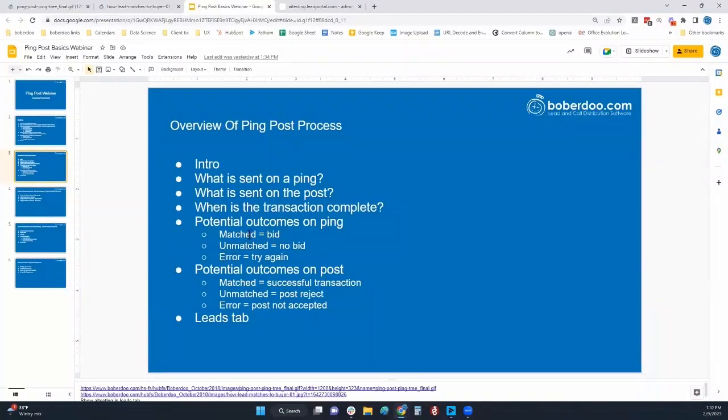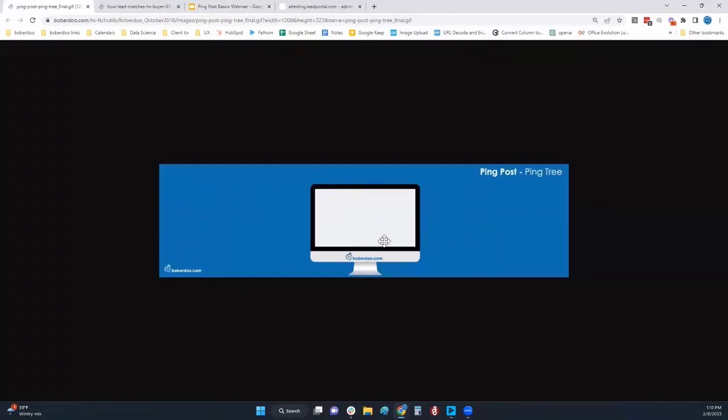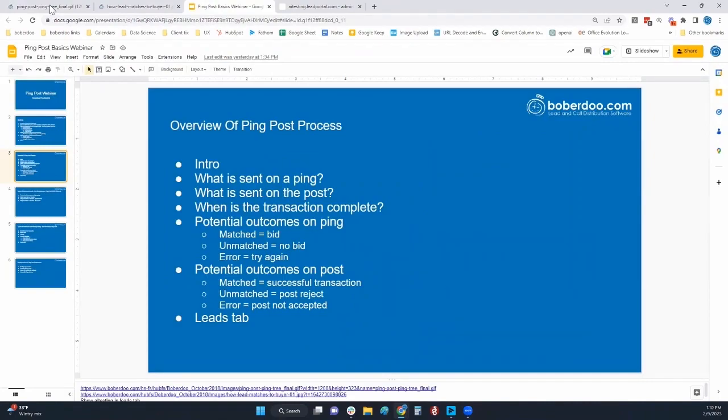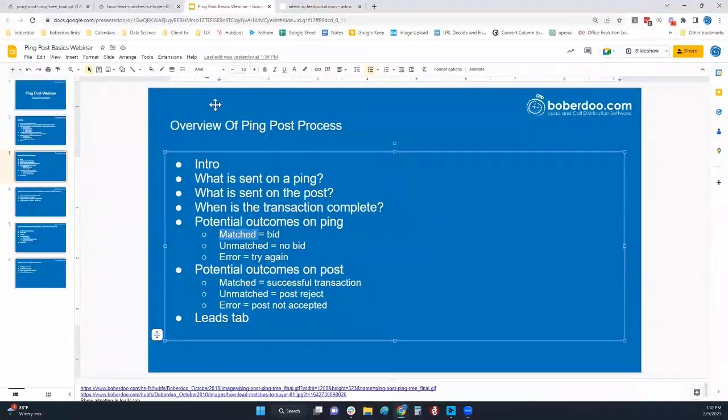So we're going to go to the next one, potential outcomes on the ping, potential outcomes on the post. We talked a little bit about it, but specific to boberdoo. When a ping comes in from a vendor to the boberdoo system, we are talking about the left side of this infographic here. The potential responses are matched, unmatched, or error. Error is pretty self-explanatory. The vendor didn't send something that was required by you, or they sent it incorrectly. They need to try again.